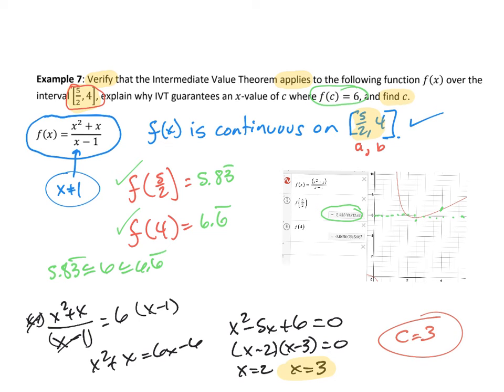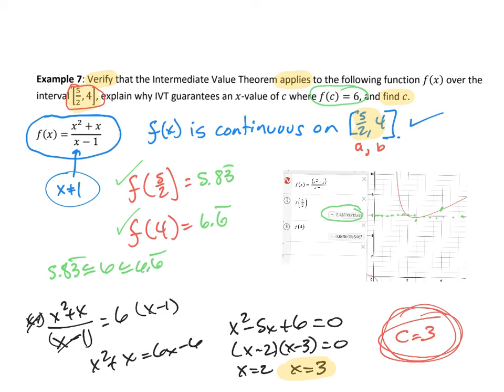The intermediate value theorem does apply here because f is continuous on our closed interval. And we know that there must be at least one place where our function equals 6 because at the endpoints we equal 5.83 and 6.6. To get from 5.83 to 6.6 with a continuous function, there's no way to get there without crossing y equals 6. Once you know that, you can either guess and check, or in this case we have the function, so we set it equal to 6 and we solve and we locate our c. So the intermediate value theorem shows us that these values exist.